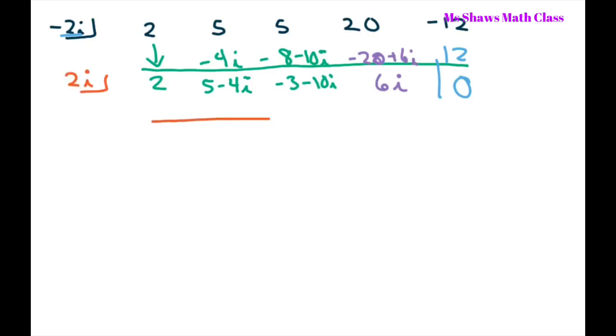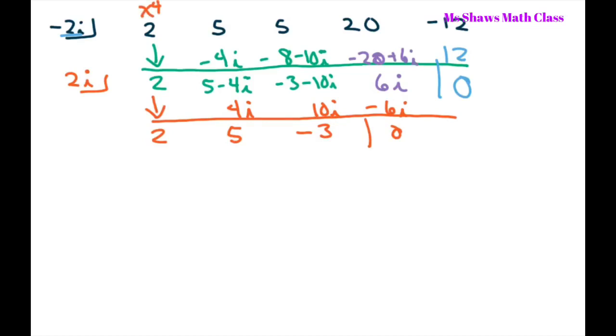All right, I draw my line. Bring down the 2. So 2i times 2 is 4i. Add, you get 5. 2i times 5 is 10i. Add, you get negative 3. 2i times negative 3 is negative 6i. And you get 0. So since we started with x to the 4th, we're left with x squared. So this is the x squared part. So we're left with 2x squared plus 5x minus 3.